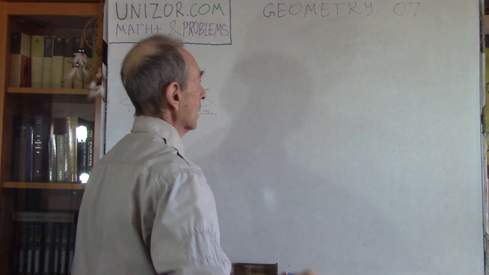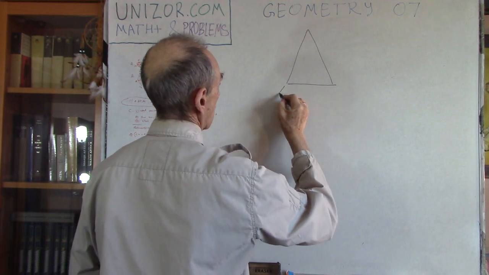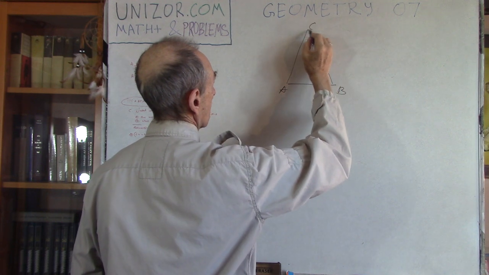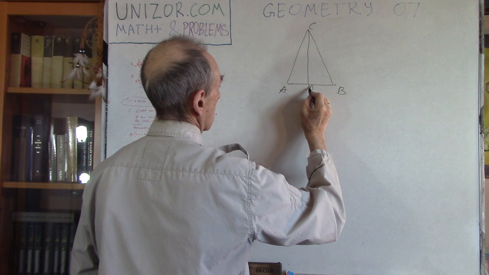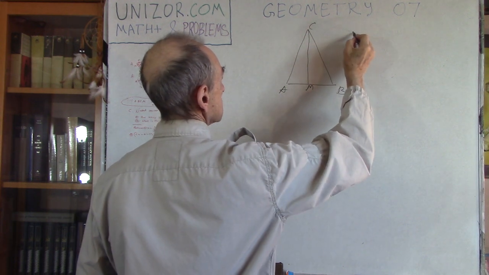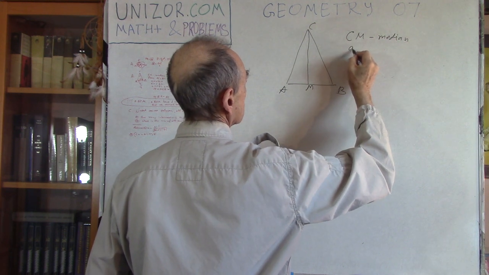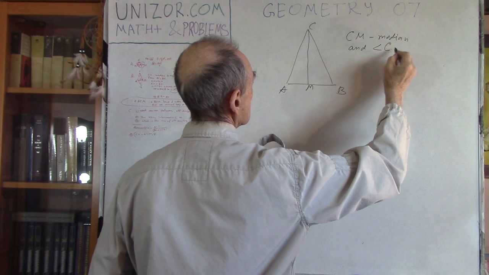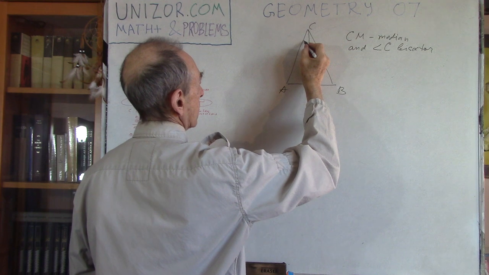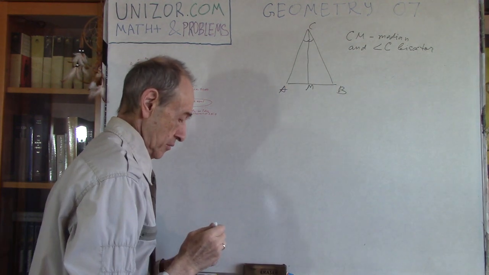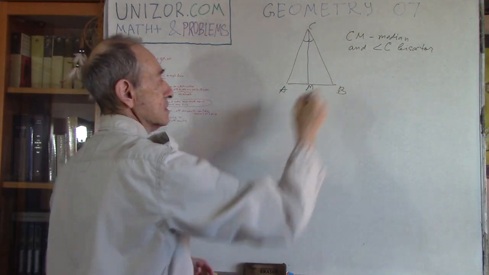Next, I would like to prove something which is very obvious. If you have a triangle and CM is a median and also the angle C bisector, which means these two angles are equal to each other, we have to prove that this is an isosceles triangle, which means CA is equal to CB.